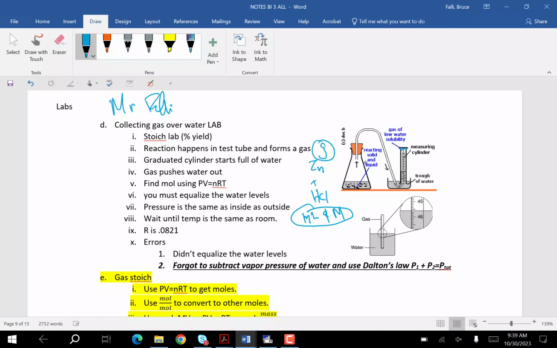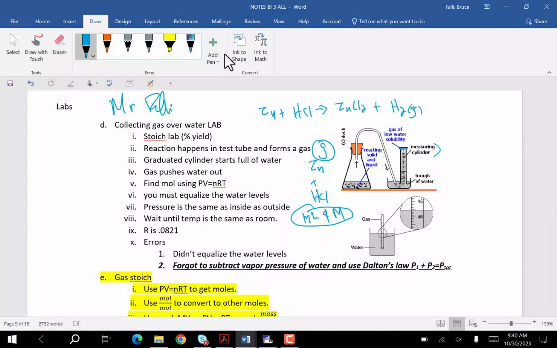Okay. And then what's going to happen is if I have zinc plus HCl, I'm going to get ZnCl2 plus H2. And guess what? H2 is a gas. And it's going to go bubble, bubble, bubble. So the reaction is going to happen in a test tube, or it's going to happen in a graduated cylinder. They call it a measuring cylinder here. And it starts out being super full, and it's going to push down, and you can figure out the volume.